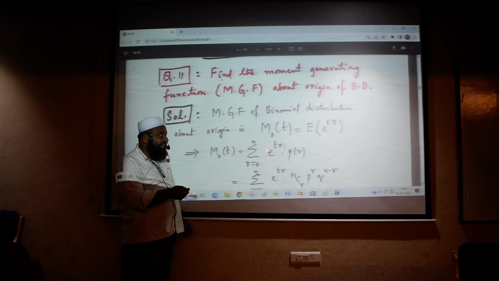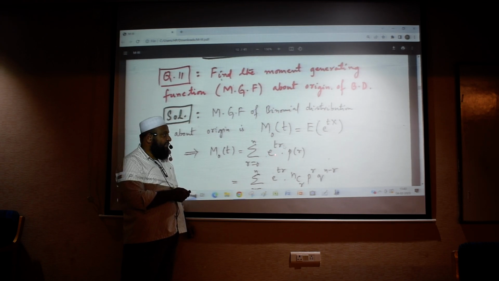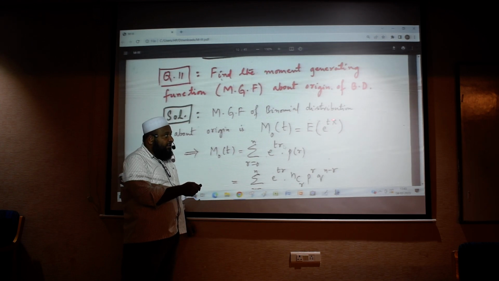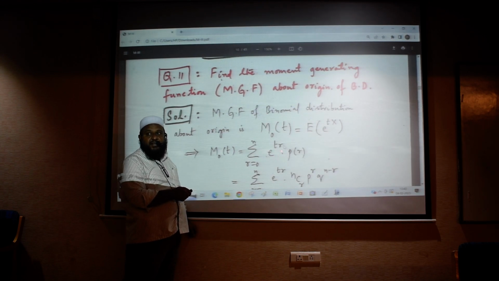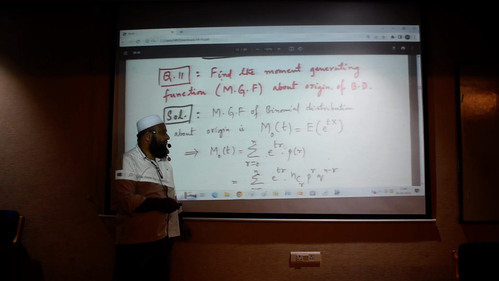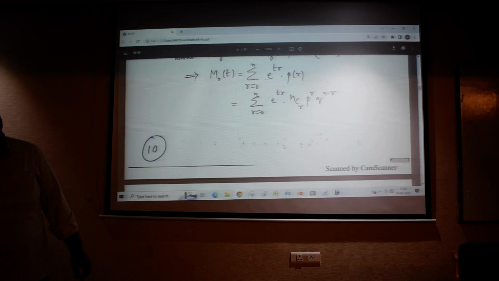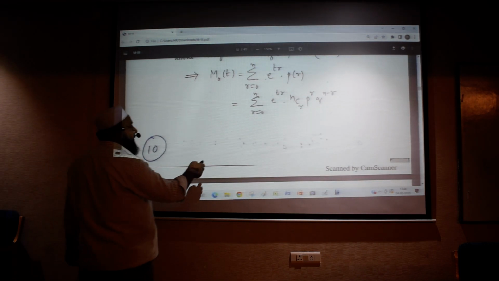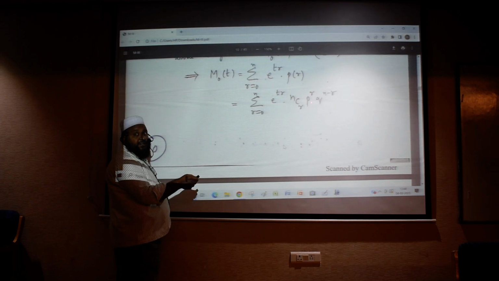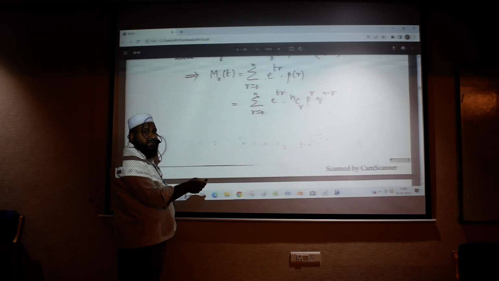What is the expectation you are calculating for e power tx? Since I am using the symbol r, it becomes e to the power of tr, and you multiply with p of r, the probability of r. What is the next step? The value of P of r is substituted: nCr p to the power r q to the power of n minus r.